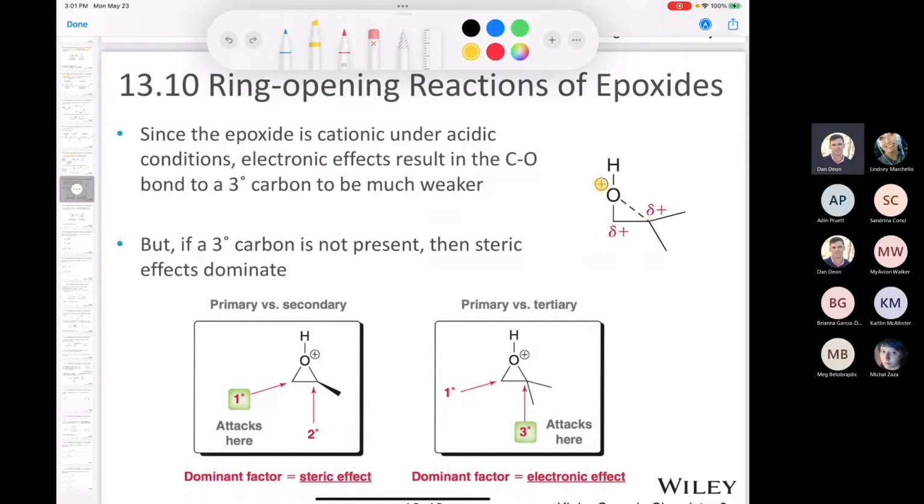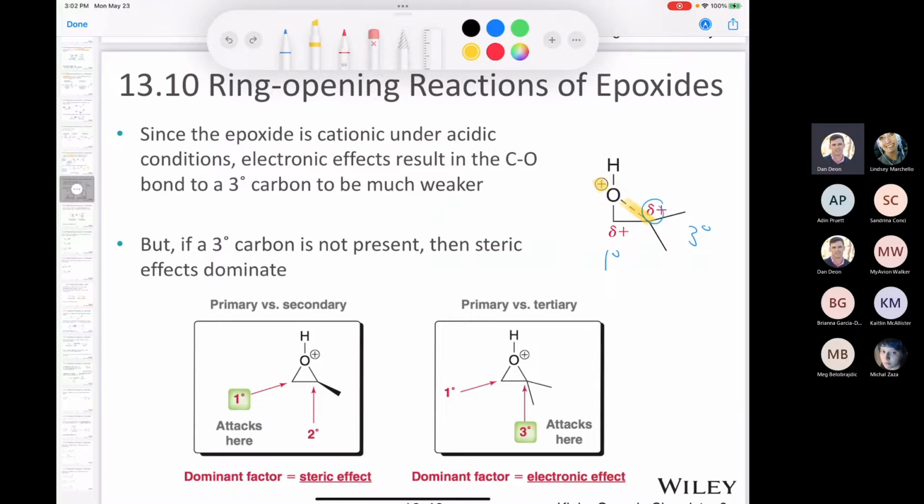Well, if we think about the delta plus that can occur on either carbon, if you have a primary carbon and a tertiary carbon, which one of those is going to be more comfortable with a partial positive charge? The answer is the tertiary carbon is much more comfortable with that charge. And therefore, what that does is it weakens this bond greatly, so that the nucleophile is going to attack at the most hindered carbon because it's easier for the positive charge to pass through the more substituted carbon when it's tertiary.